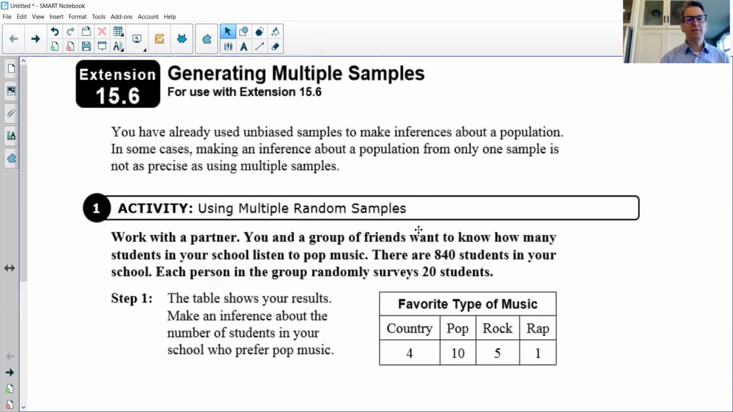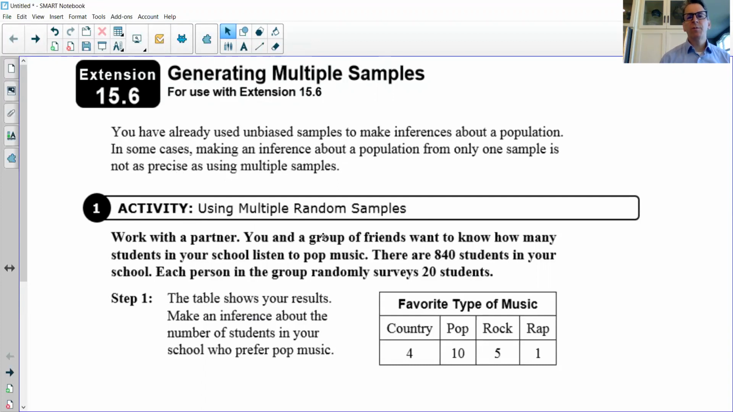What I'd like to do is discuss with you activity 1 from page 678 from the notes from yesterday. And the extension on this, 15.6, is on generating multiple samples. We're going to go through this activity together, steps 1 through 5. It says at the top, you have already used unbiased samples to make inferences about a population. In some cases, making an inference about a population from only one sample is not as precise as using multiple samples. So we're just going to discuss this multiple sample activity with number 1.